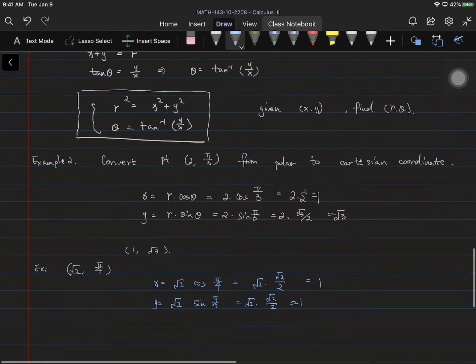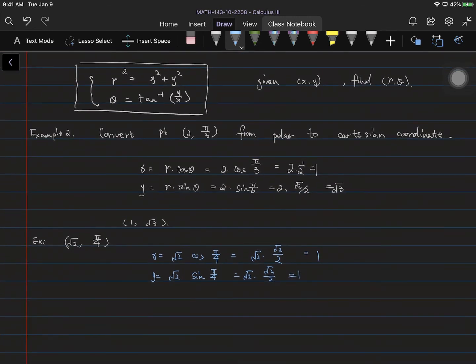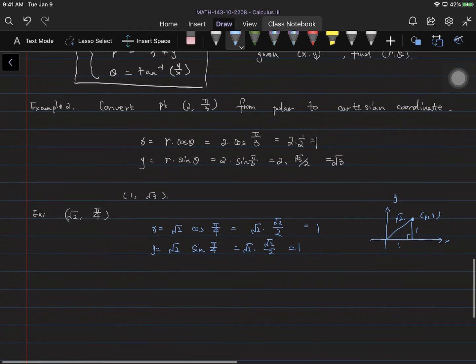Same for y. Okay. And if you want to double check the answer, you can draw the graph. Pi over 4 is here, and here is square root 2. And the point is just 1, 1. You can see. Right? So 1, 1. 1 squared plus 1 squared is 2. And the angle is pi over 4. You can double check the answer.